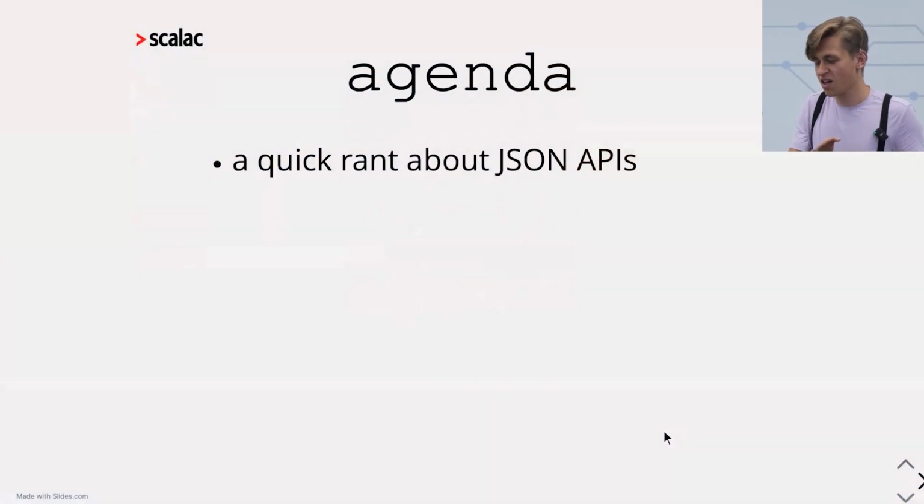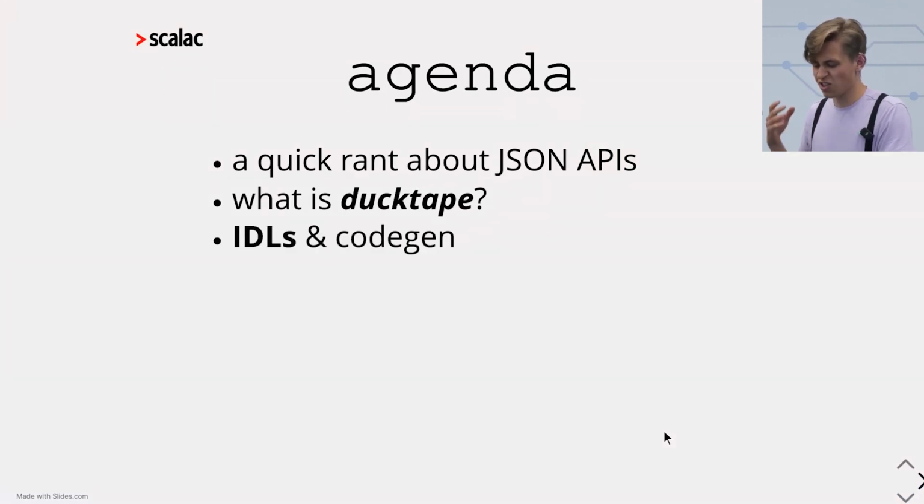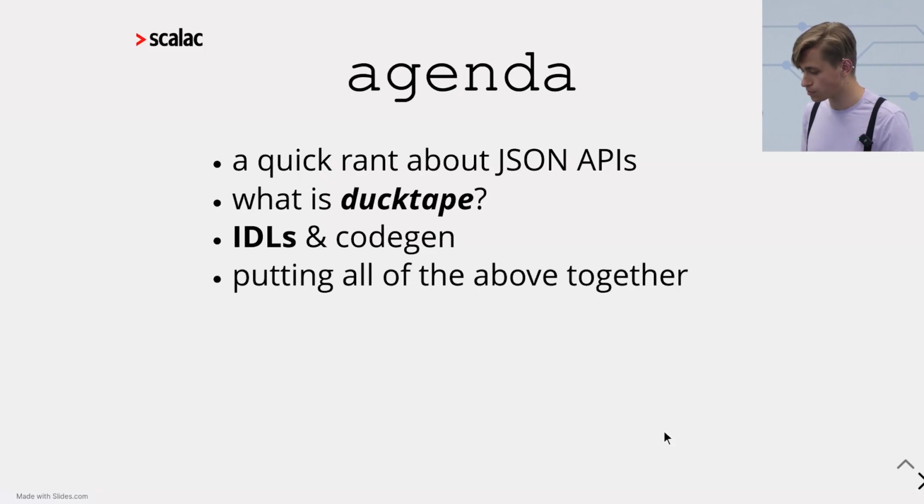So first of all, I will go on a quick round about JSON APIs and how cool they are and how not boring they are to produce. And then I will introduce you to ducktape. What can it do? What it really is. I will then go on to talk about ideas in CodeGen, like in general in Scala. And then we'll put all of the above together for a nice, cool example.